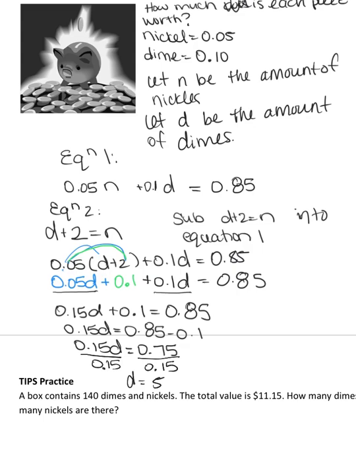So what does this mean? Well, this means that I have 5 dimes. Okay, so therefore, there are 5 dimes. And if I look further up, I said, well, I actually have 2 more nickels than I have dimes. So to figure out how many nickels, I need to add 2 to my 5. So 5 plus 2, which is 7 nickels.